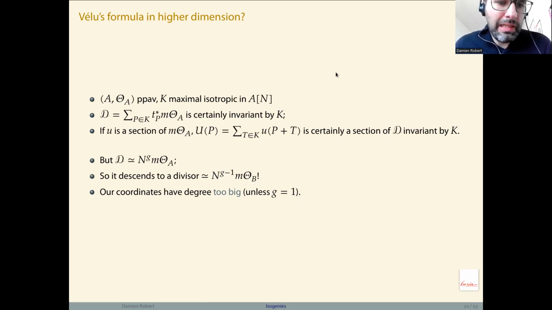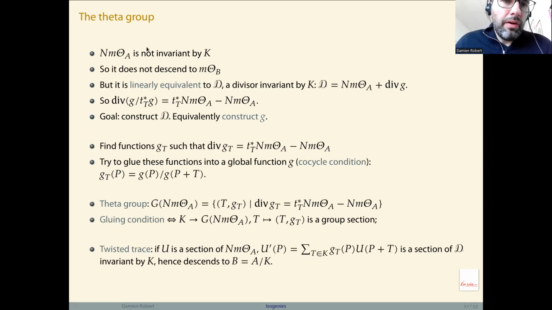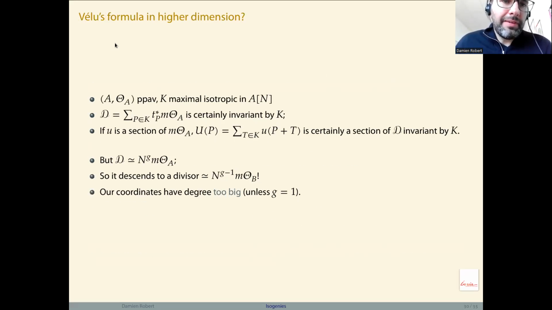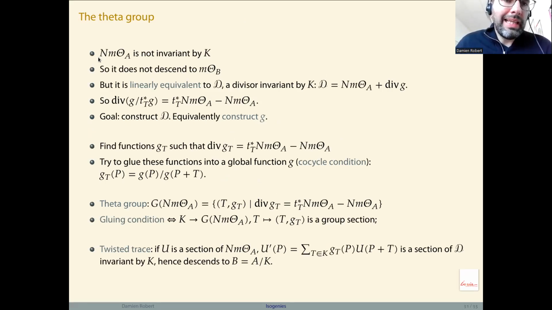Okay, so that's a big problem. So how can we solve it? What we can do instead of taking the trace is looking at nm theta A. We know that nm theta A is algebraically equivalent to something that descends. So nm theta A is not invariant by K. This divisor does not descend to B, but it is linearly equivalent to a divisor which does descend.